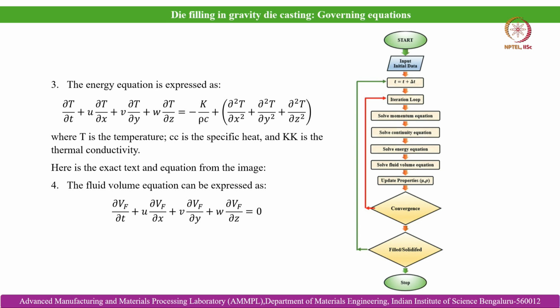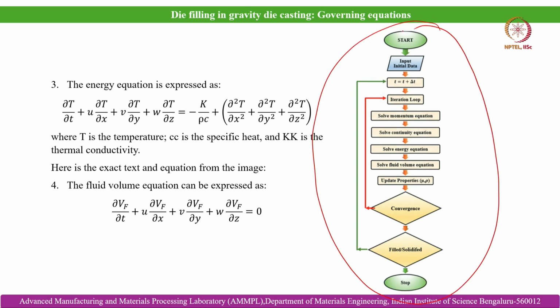So, this is a flow chart of a typical low superheat gravity die filling study. You can see that first, after putting in the input data with the time increment, the iteration loop starts. First we are solving the momentum equation, and then we are solving the continuity equation.